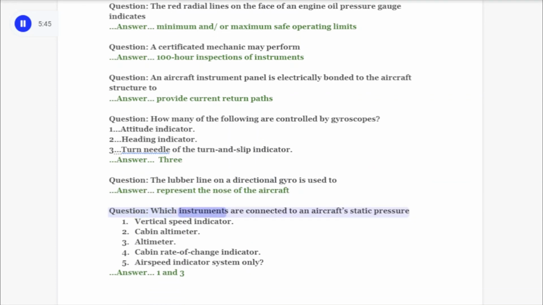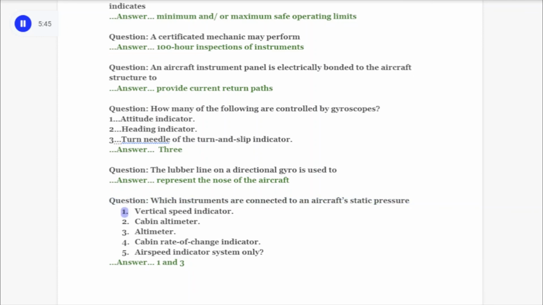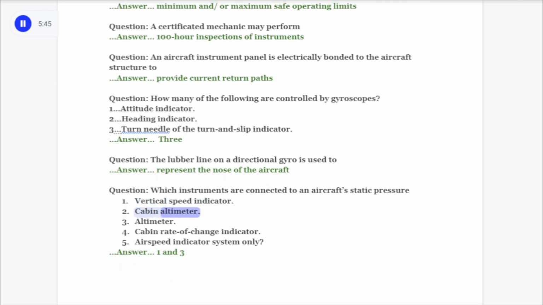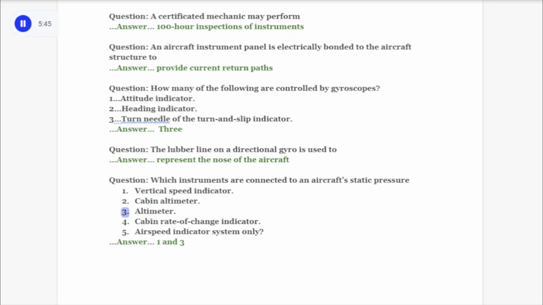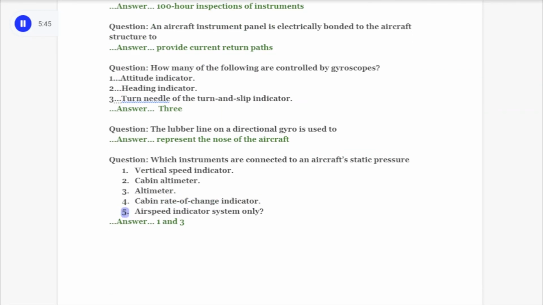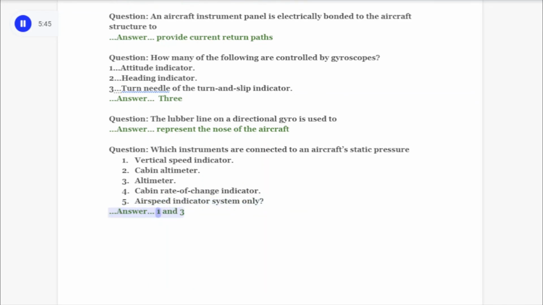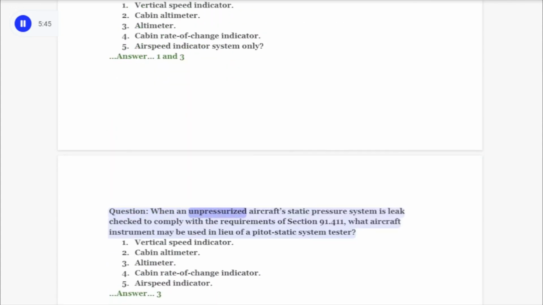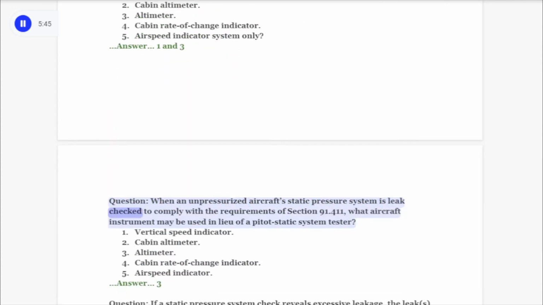Question: which instruments are connected to an aircraft static pressure? 1. Vertical speed indicator. 2. Cabin altimeter. 3. Altimeter. 4. Cabin rate of change indicator. 5. Airspeed indicator system only? Answer: 1 and 3.